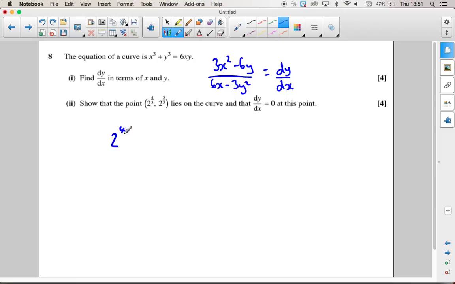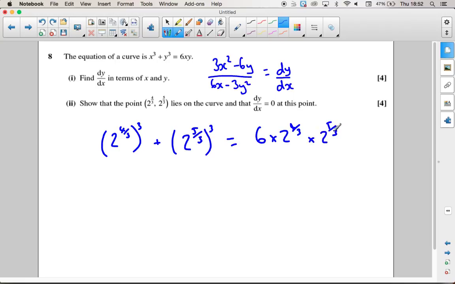So 2 to the power of 4/3 cubed will just be 2 to the power of 4. That third cancels with that 3. Plus 2 to the power of 5/3 cubed, again that's just going to be 2 to the power of 5, equals 6 times 2 to the power of 4/3 times 2 to the power of 5/3. Just be careful with show that questions. Don't just grab your calculator now and get the final answer.